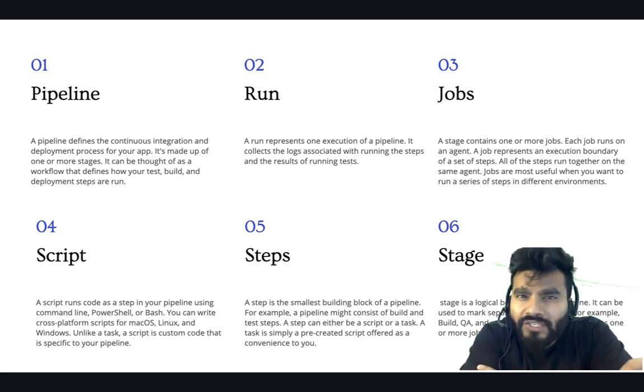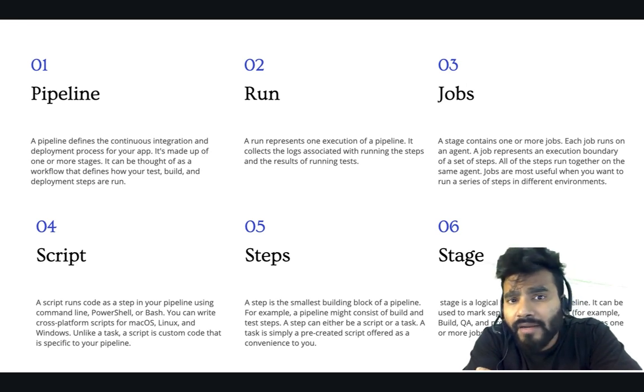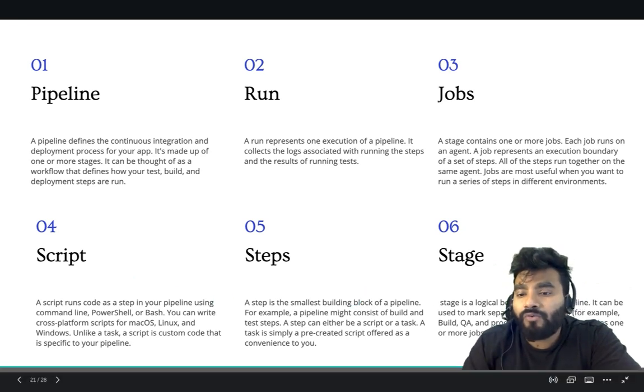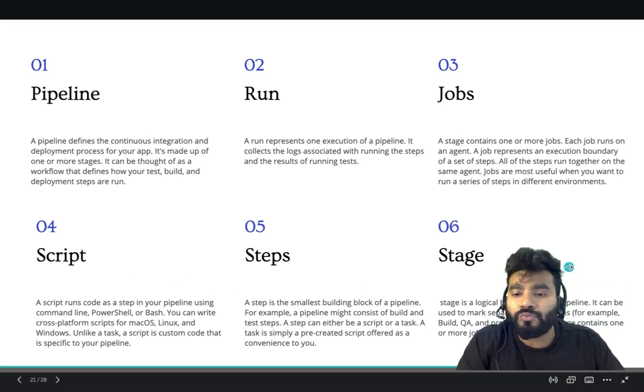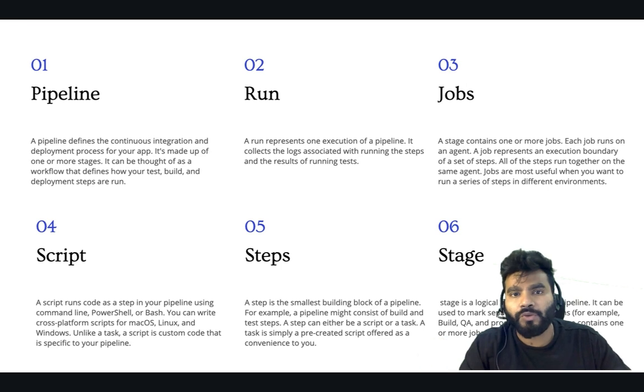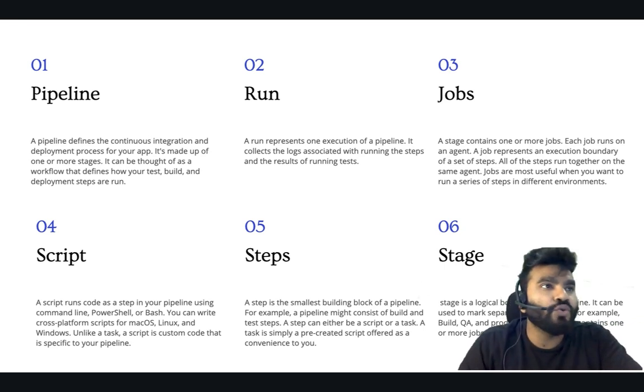Alright, then you've got steps. A step is the smallest building block of a pipeline. For example, a pipeline might consist of build and test steps. A step can either be a script or a task. A stage is the logical boundary of the pipeline. It can be used to mark separation of concerns. For example, you want to do the build first, then the QA, then the production deployment.